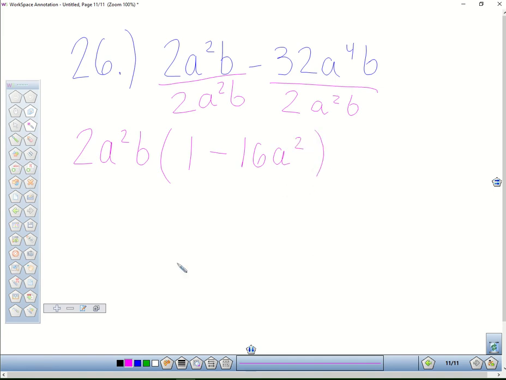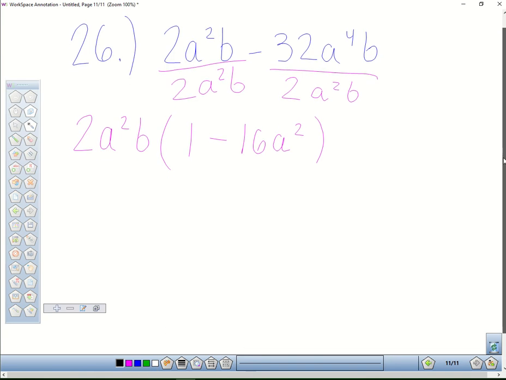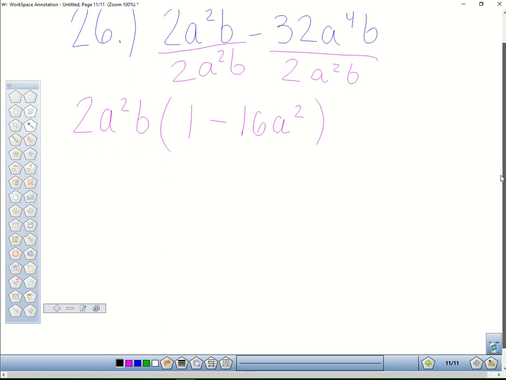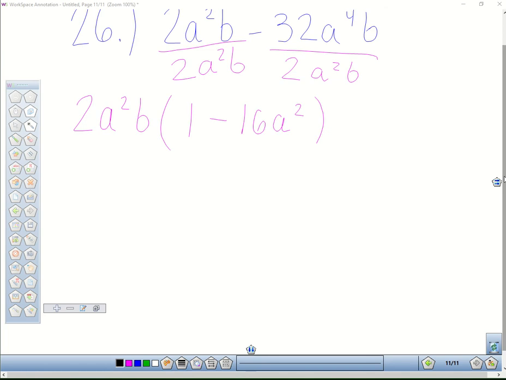Now, if I were just learning this, I would have thought this question was done. The first thing you see, you're probably thinking we're done factoring, but we're actually not done factoring. Right here, this is actually the difference of two squares. Because can you take the square root of 1? Can you take the square root of 16a squared? Yes. So we can rewrite it as 2a squared b.